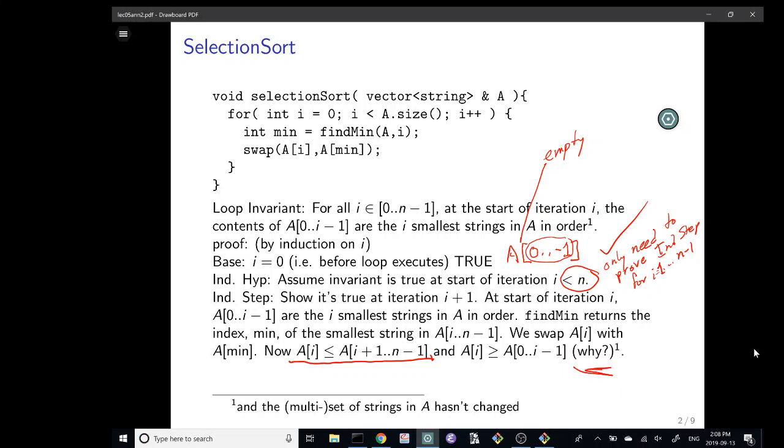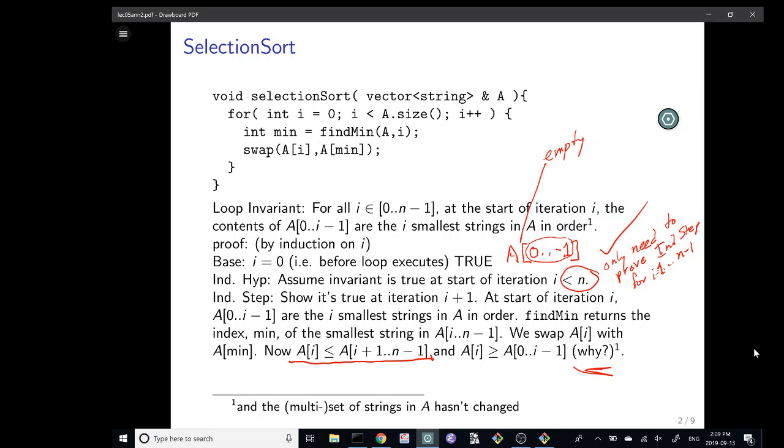This is not a trick question. It's just a question. When you swap it, the smallest one goes to the left side. So this one goes to the right. Yeah, that's this right here, right? The swap is saying that AI, which was the smallest in the array AI through n minus 1, that was called A min. A min was swapped into the location AI, and therefore we know that AI is smaller than everything that's here. So you're absolutely right.